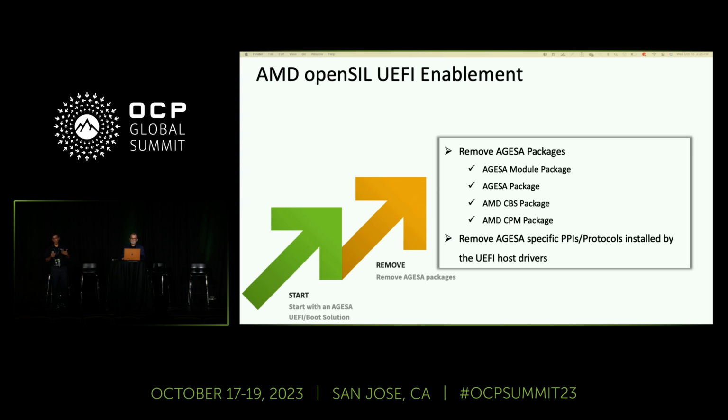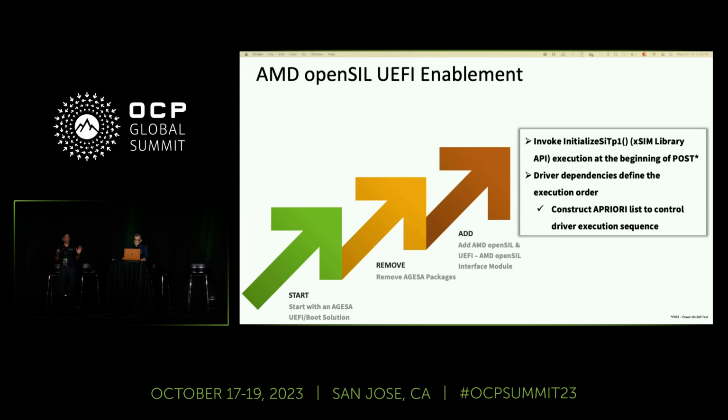So if you are going to take a UEFI firmware with the AGESA package already included, then what do you do? You go and remove these AGESA packages like the module package, CBS package, and CPM package, and all the PEI and DXE drivers which consume those AGESA protocols or PPIs. You just go ahead and remove them and create a vanilla EDK2 base. Or, as I said, if you have taken the community edition, you don't have to go through that removal process because you can directly come to this step.